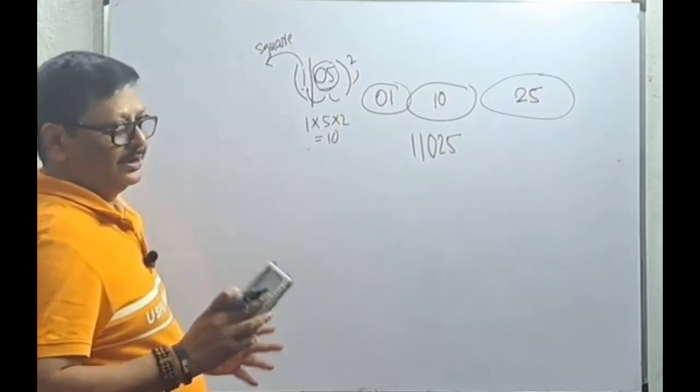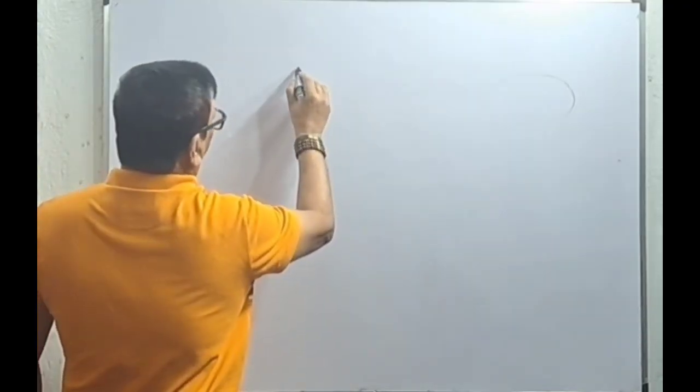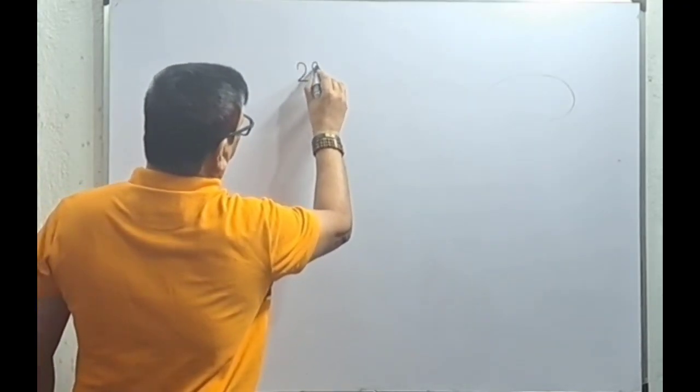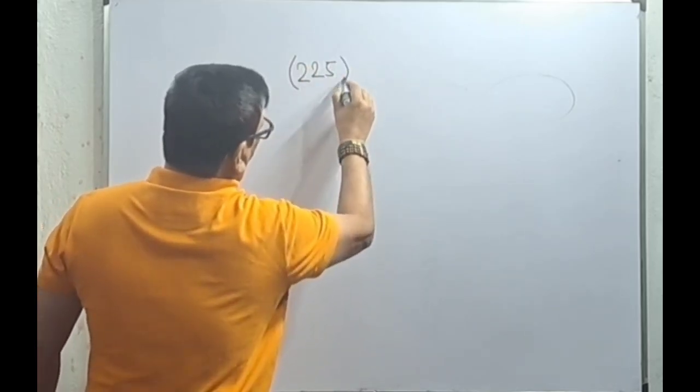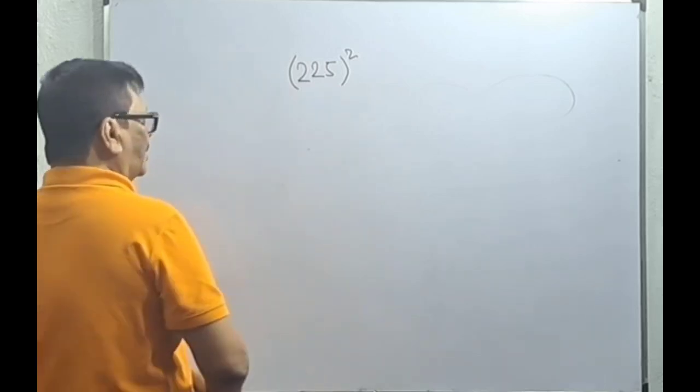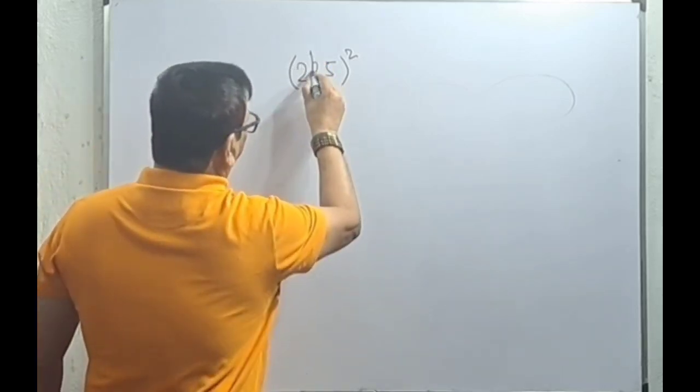Now we take up another value. 225 squared, right? So we divide it into two parts.